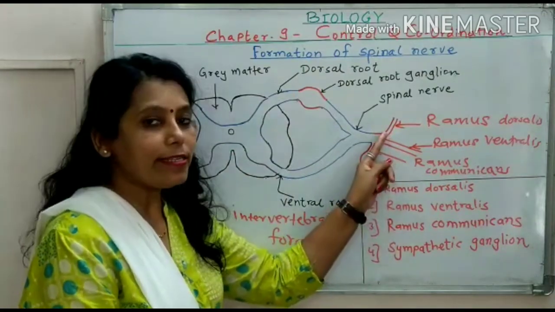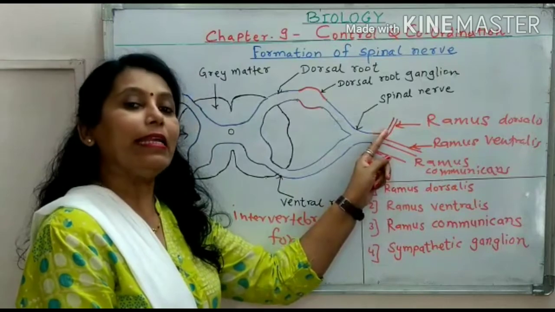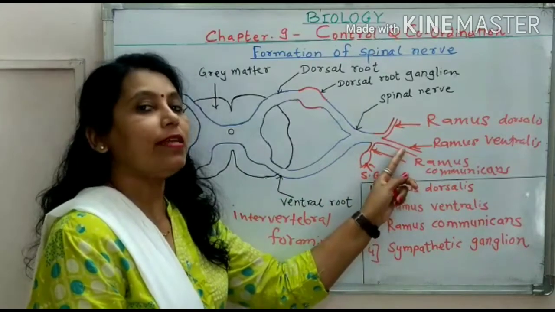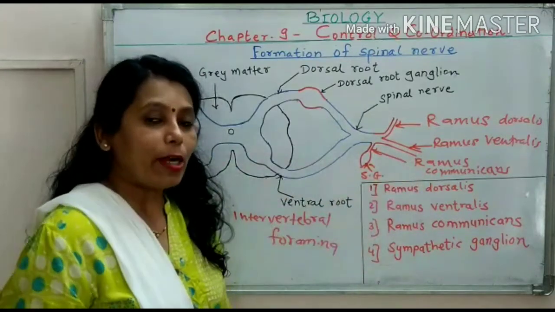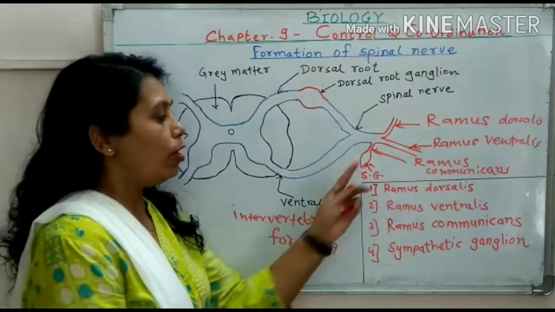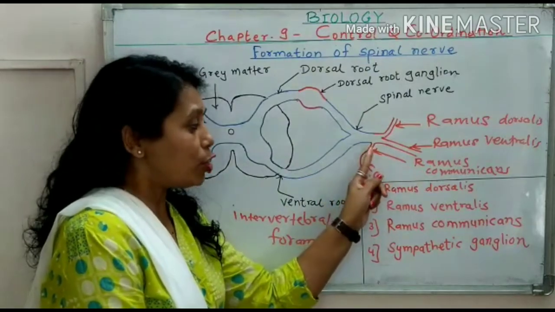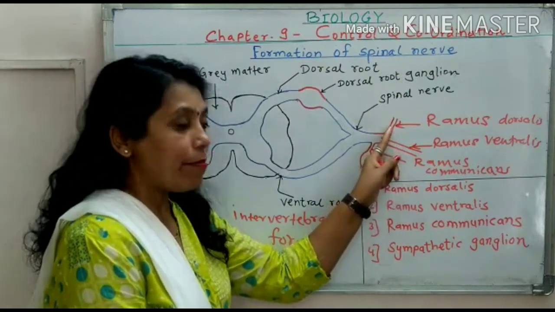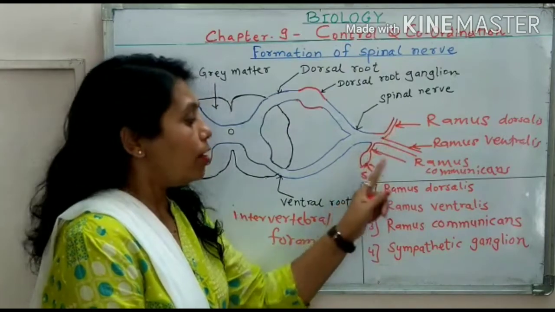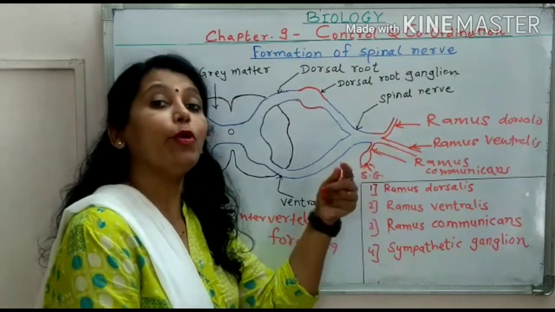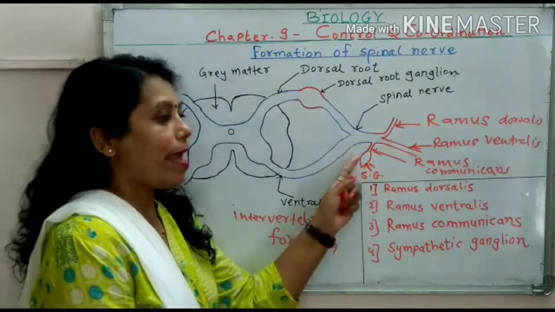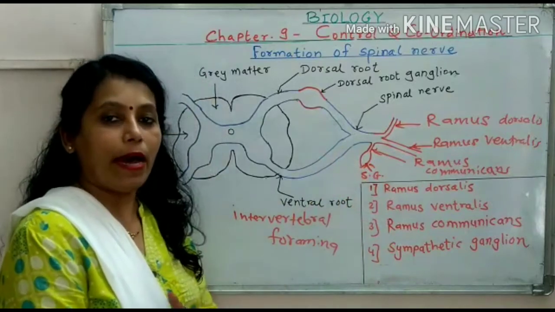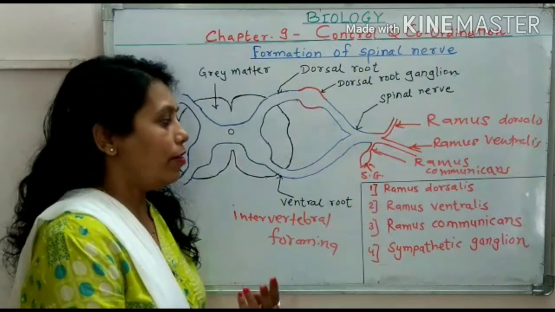Ramus dorsalis is the short branch and it innervates the dorsal body parts. Ramus ventralis is the branch which innervates the ventral part of the body and the lateral side also. Ramus communicans is the shortest branch. Ramus ventralis is the longest branch. Ramus dorsalis is a short branch. So Ramus communicans connects to the sympathetic ganglion, and sympathetic ganglion is the part of autonomic nervous system.